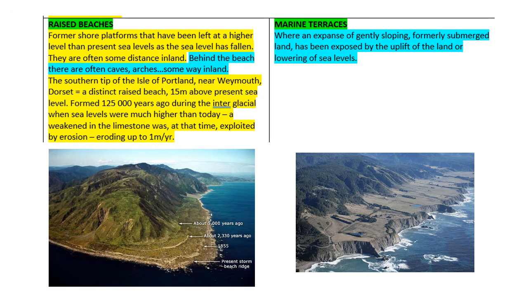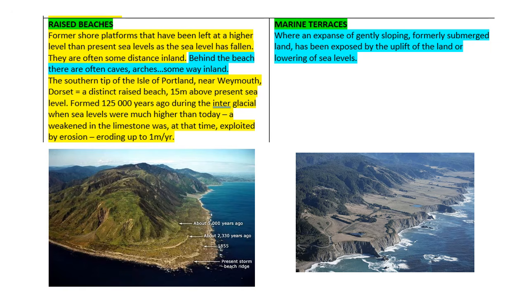Okay, so as sea levels fall during glacial periods, what happens is we get relics of the former coastlines that were once at sea level. So a raised beach is a former shore platform that used to be at sea level but is now inland, is now higher up because the sea level has fallen away. Sometimes you even find caves, arches, stacks and stumps some way inland where you've got a raised beach that used to be at the shoreline.